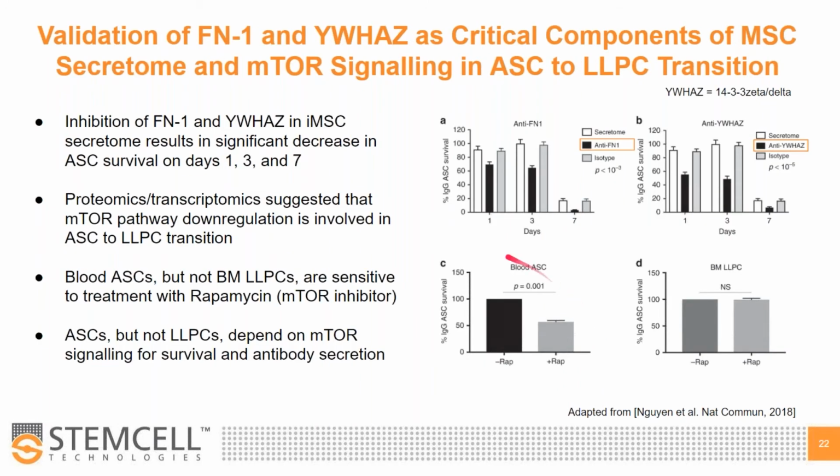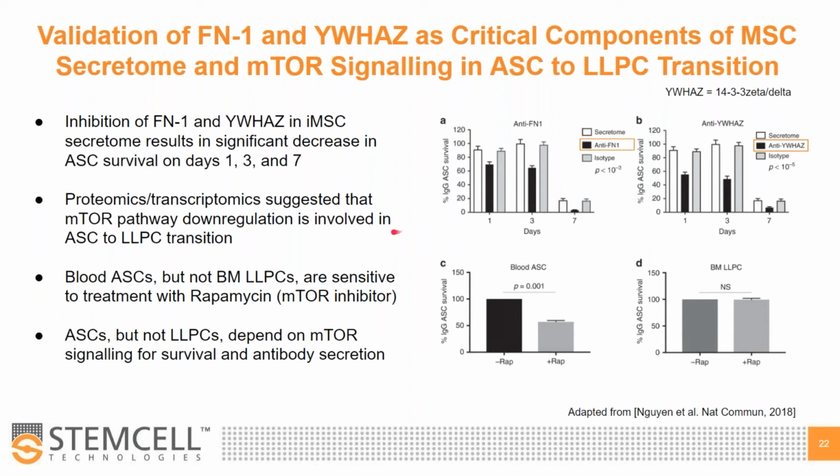So after this, they wanted to validate their targets, and they were able to show that the two proteins that they identified in their proteomic-transcriptomic overlap, fibronectin and YWHAZ, are essential components of the MSC secretome. And they showed this by adding anti-fibronectin and anti-YWHAZ antibodies, and showing that adding these antibodies significantly decreases antibody-secreting cell survival on days 1, 3, and 7.